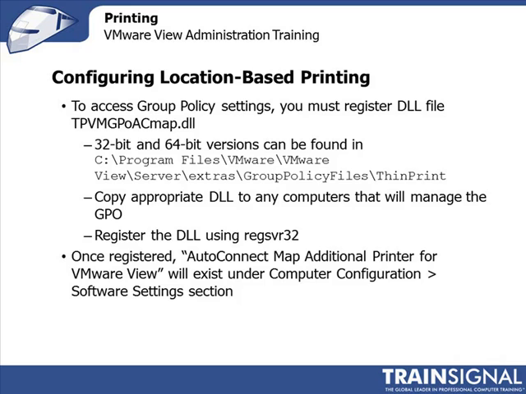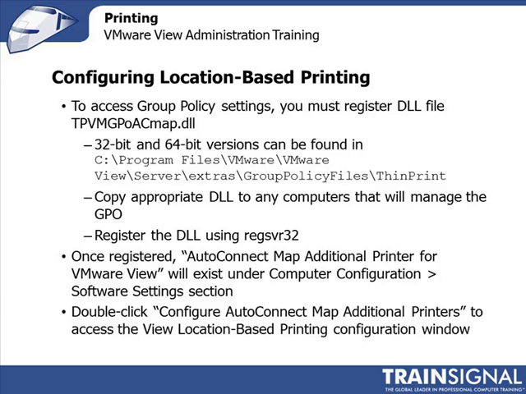So once you've gone through all those steps, you can go into your Group Policy Object, look under the Computer Configuration in the Software Settings section, where you'll see a new item that has been added to the GUI, called AutoConnect Map Additional Printer for VMware View. Inside of there, you'll want to double-click the Configure AutoConnect Map Additional Printers item, which will give you the configuration window for creating the mapping table.